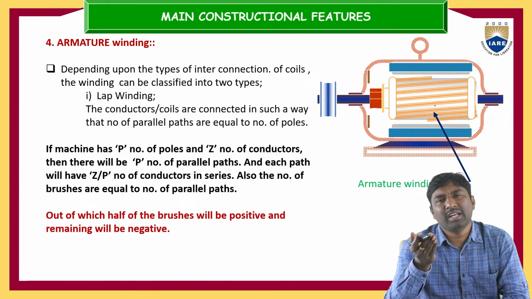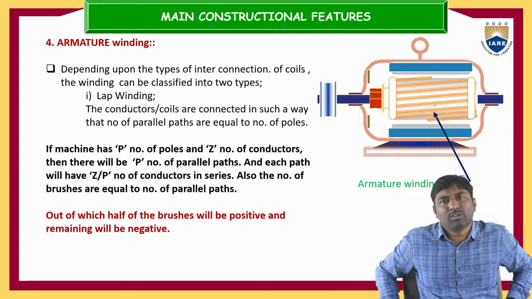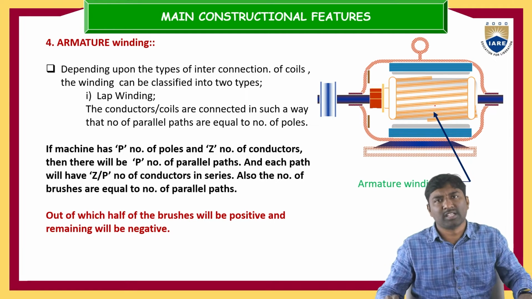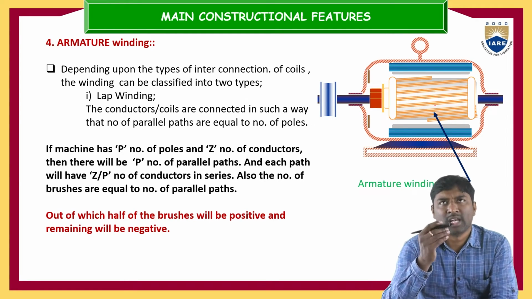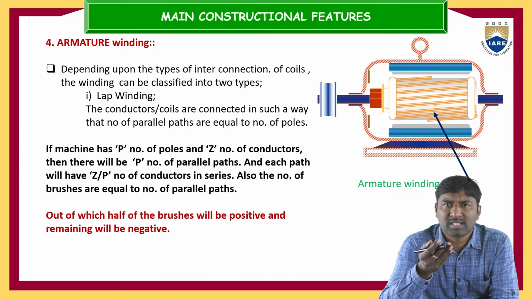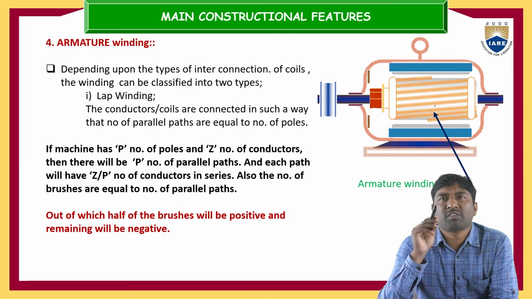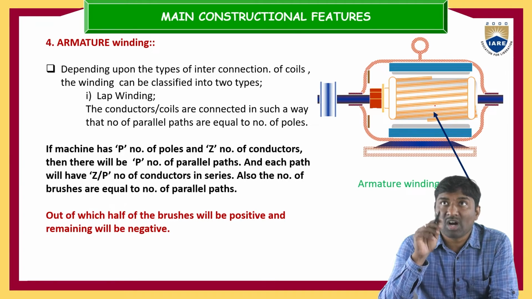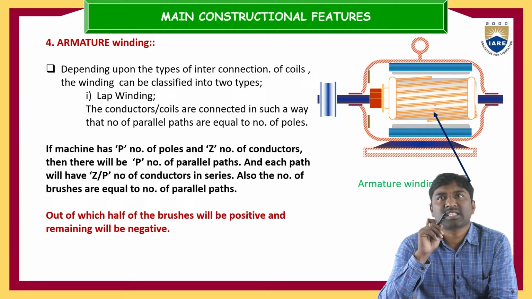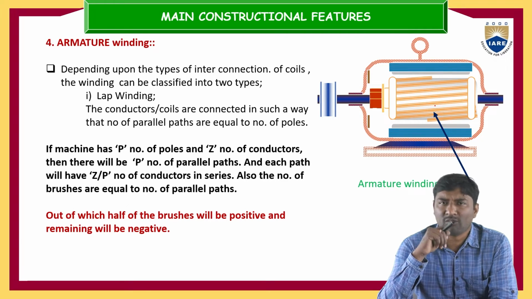this armature winding is divided into two windings, that is lap winding as well as wave winding. Depending upon the type of interconnection of the armature coils, the windings can be classified into two types, the lap winding as well as the wave winding.